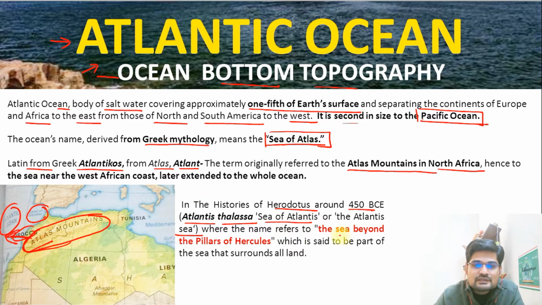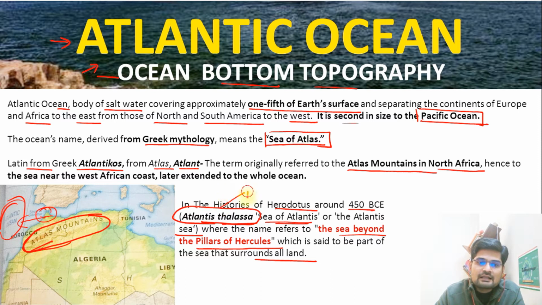So the name refers to the sea beyond the Pillars of Hercules. Now these Straits of Gibraltar, this place, Pillars of Hercules, this place is beyond this. So this area is called the Sea of Atlantis, which is said to be part of the sea that surrounds all land. That's why the word is Atlantis Thalassa, remember? And that is where the Panthalassa word also came when we talked about the theory related to the entire ocean origin and Earth's origin, right? So Pangaea, Panthalassa. That is what we talked about in the continental drift theory as well, right?